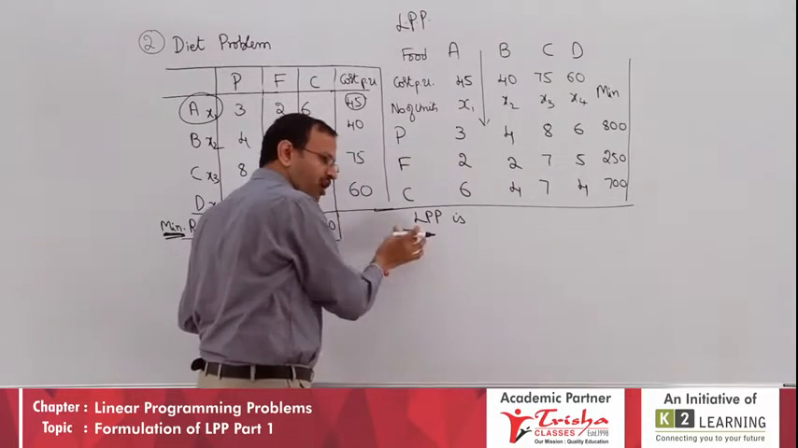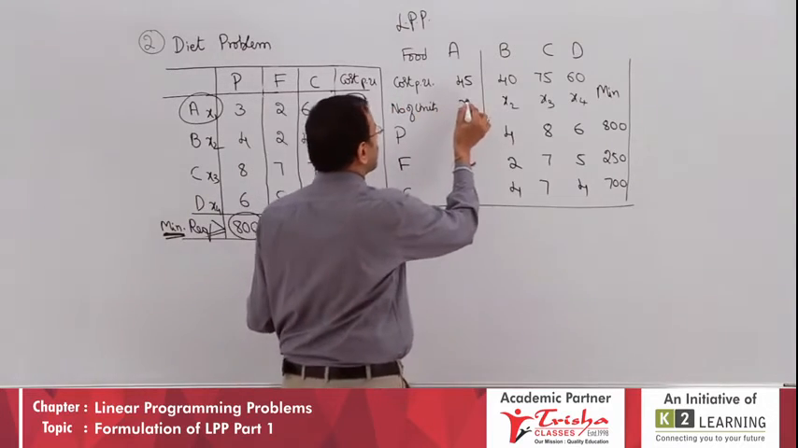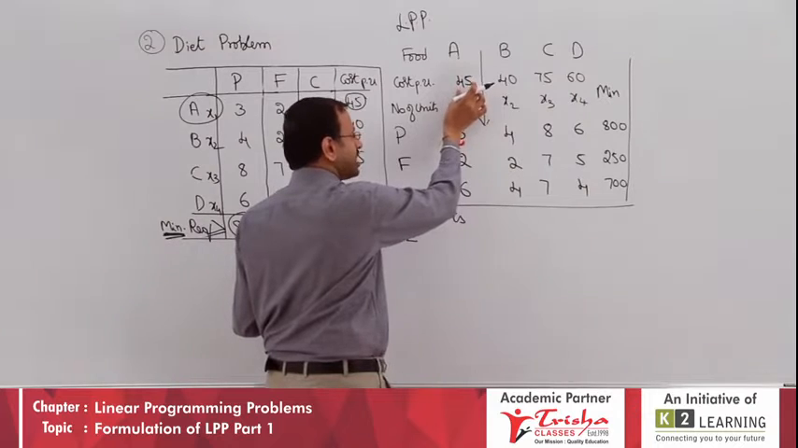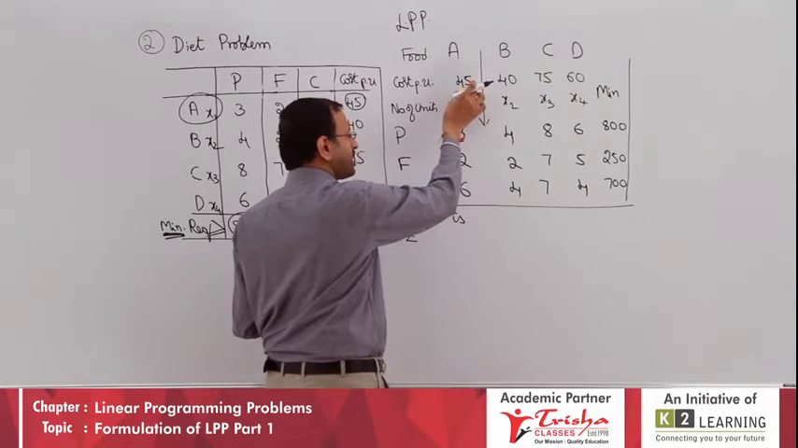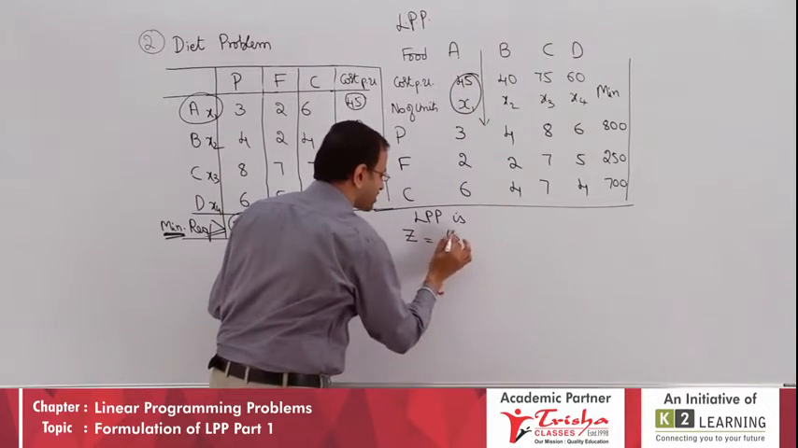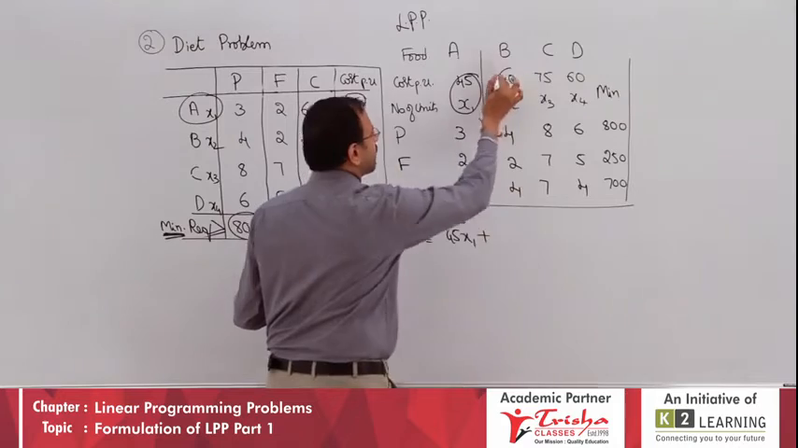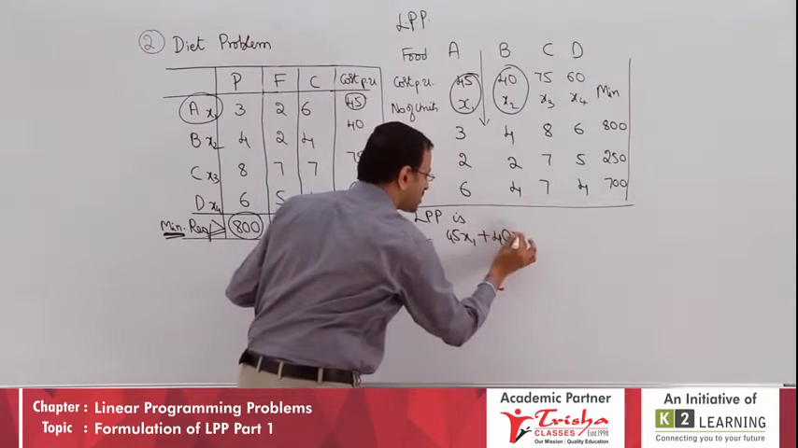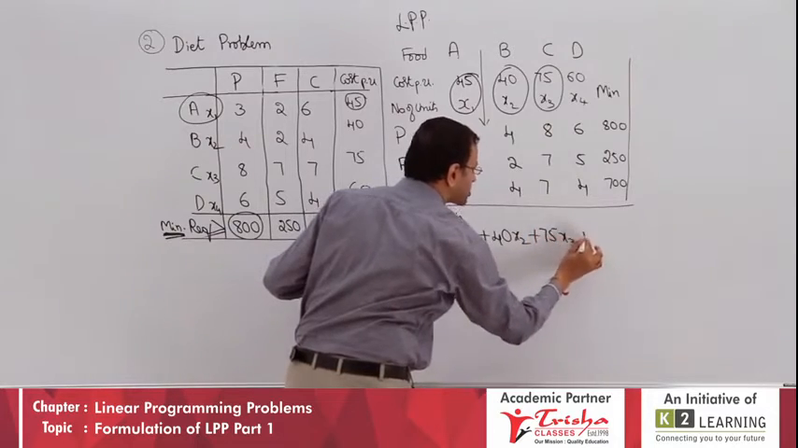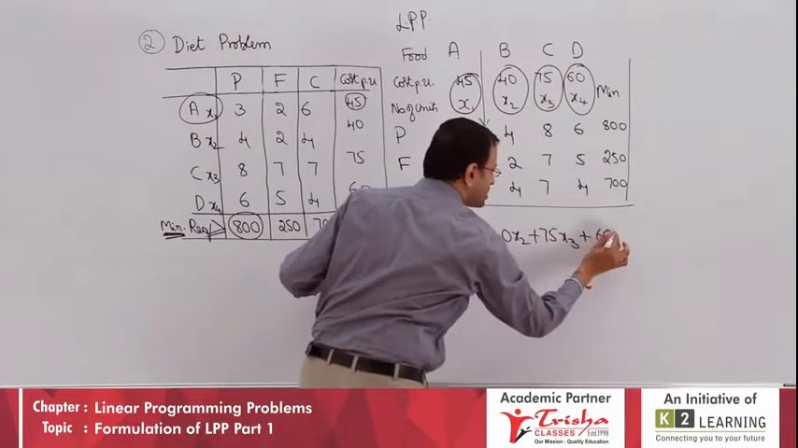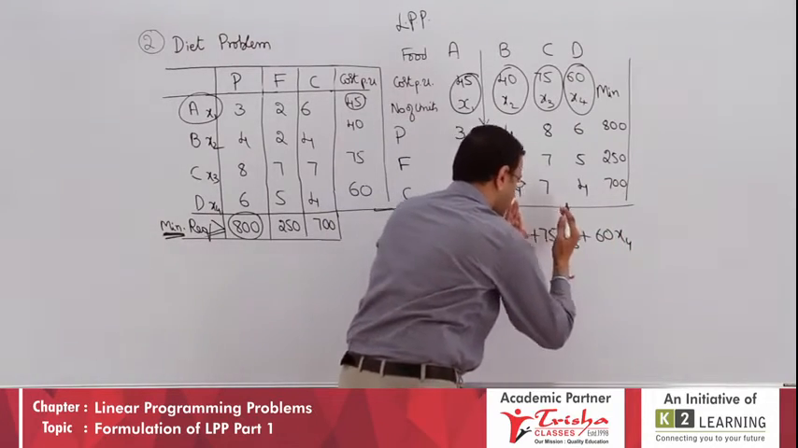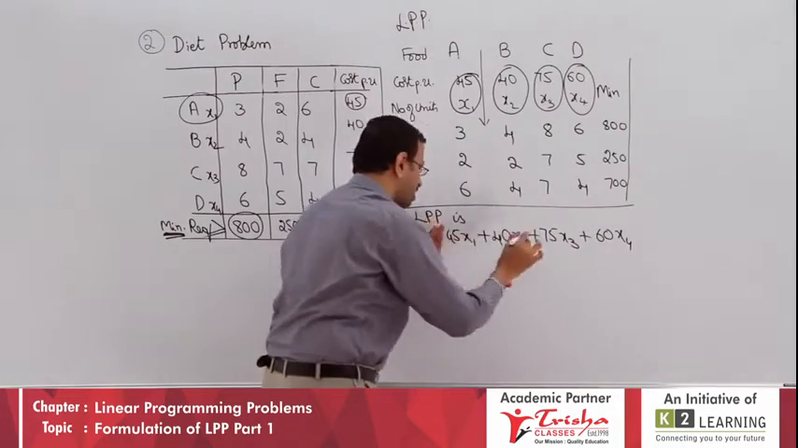Z can be revenue or cost. In this case, cost. One product A, 1 unit, it will be 45 rupee cost. 10 units means 450. 500 means 500 into 45. Like that, x1 units, it will be 45x1 plus 40x2 plus 75x3 plus 60x4. This is the cost of food product A, B, C and D. All put together total cost.